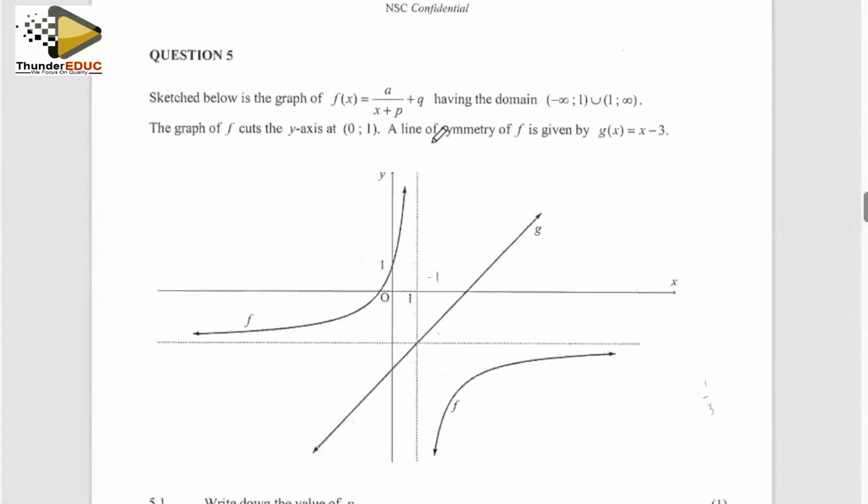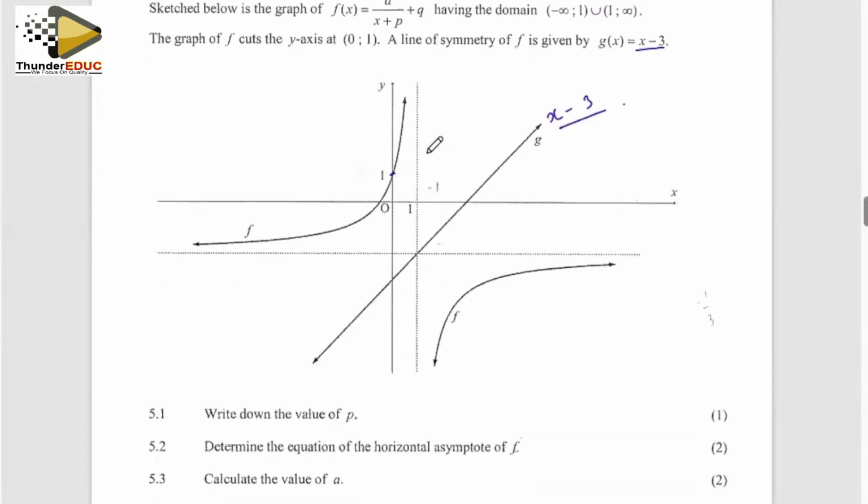Okay, then question 5. Sketch below is a graph of f of x, which is a/(x + p) plus q, a hyperbola, having this domain between negative and positive 1. And then the graph cuts the y-axis at 0 and 1. Beautiful. And there's a line of symmetry, which is given: that is y equals x minus 3. Awesome.